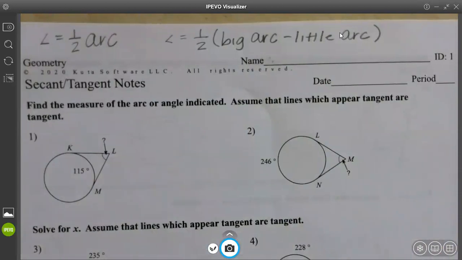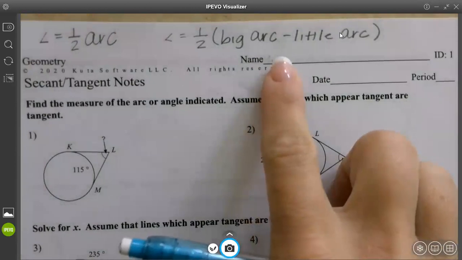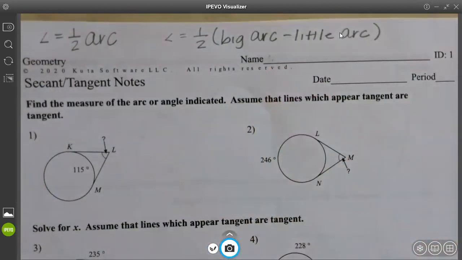One is the inscribed angles that we did before, and there's a couple other ones that kind of look like that. But for right now, we're going to focus on this formula right here, big arc minus little arc. And I know that's not the mathematically correct formula, but it helps you remember it a little bit easier. Okay, so big minus little.